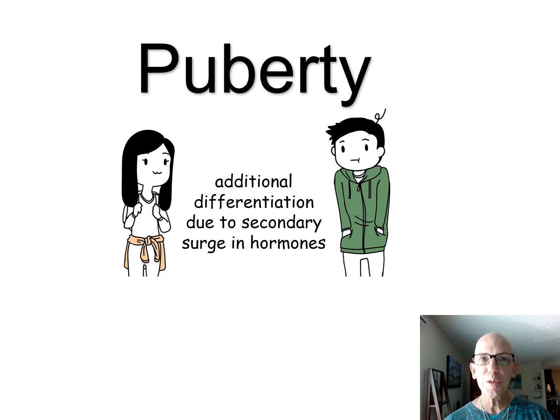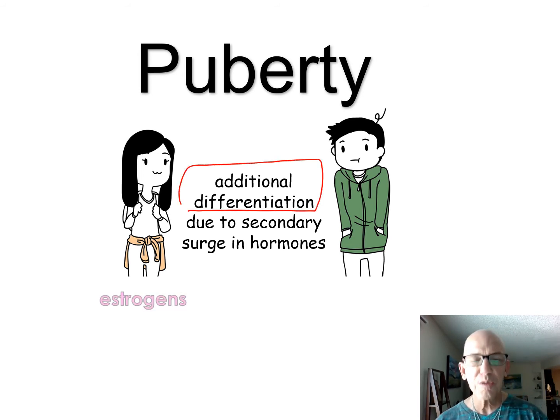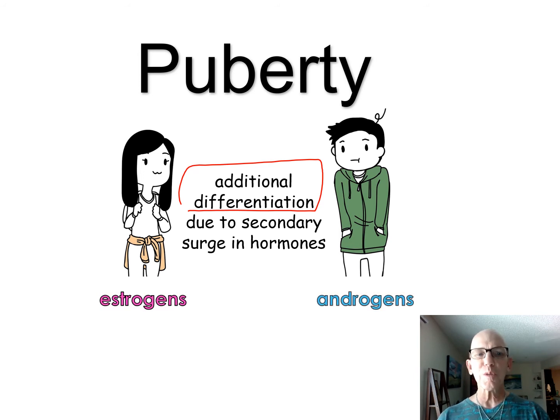Puberty. During puberty, you have this additional differentiation that pushes the sexes even further apart. And so this additional differentiation, if I can get my pen on here, has to do with the secondary surge in hormones. For girls, it's estrogens, and for boys, it's androgens.